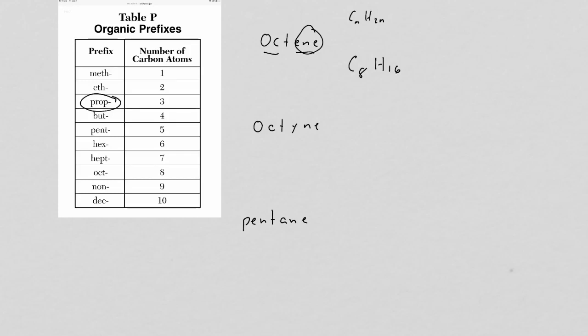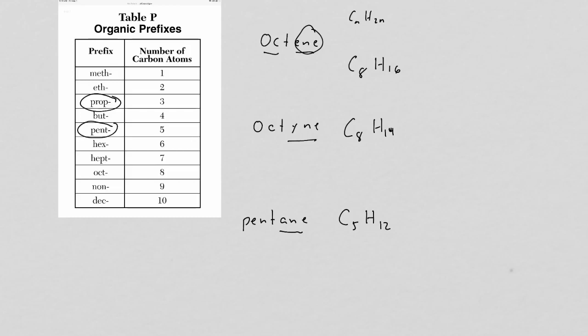If I have octyne, that also has 8 carbons, but it's got the yne ending here, which means it's going to be 2n minus 2. What's 2 times 8? 16. What's minus 2? 14. This will be the molecular formula of octyne. For pentane, pent, that prefix right here, means 5 carbons. So I write C5, and the H would be 2n plus 2, because this is an alkane. And 2 times 5 is 10, plus 2 is 12.